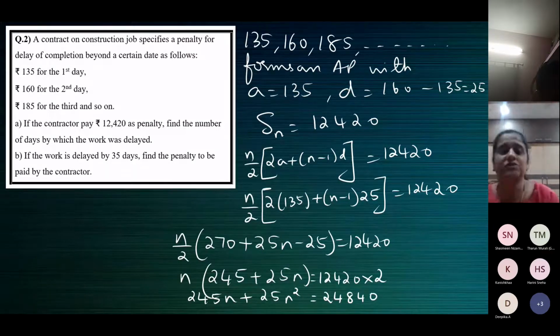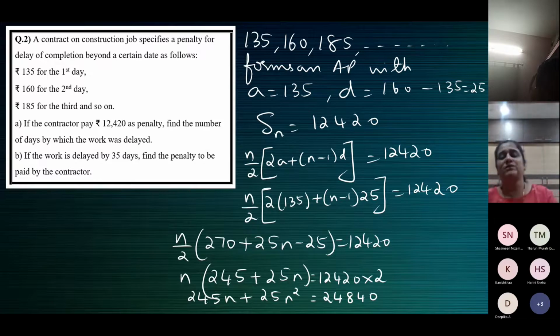Okay, what will be the question for S35? What will be the question for A35? Now tell me, what should be the question if you have to find A35? Find the penalty for the 35th day. Yeah, very good. Find the penalty to be paid by the contractor for the 35th day, assuming he has still not finished the work. That is A35.